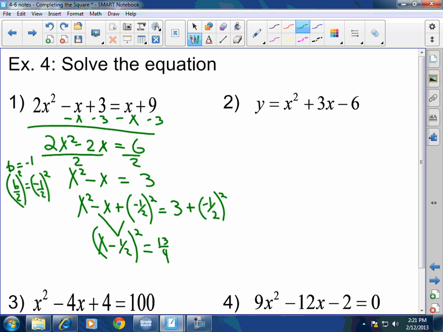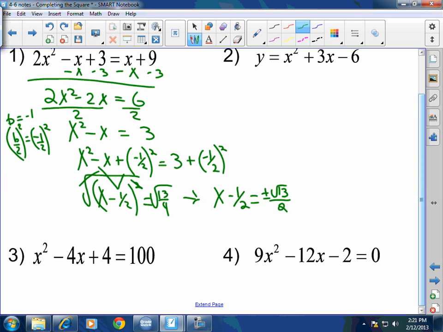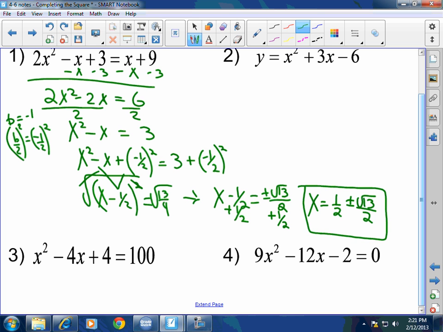Yes? Yes. Okay, now I'm going to square root both sides. Cancel, cancel. So I'm going to be left with x minus 1 half equals plus or minus square root of 13 over 2. Because the square root of 4 is 2. Then I add 1 half to both sides. And x would equal 1 half plus or minus square root of 13 over 2. That is my answer for number 1.